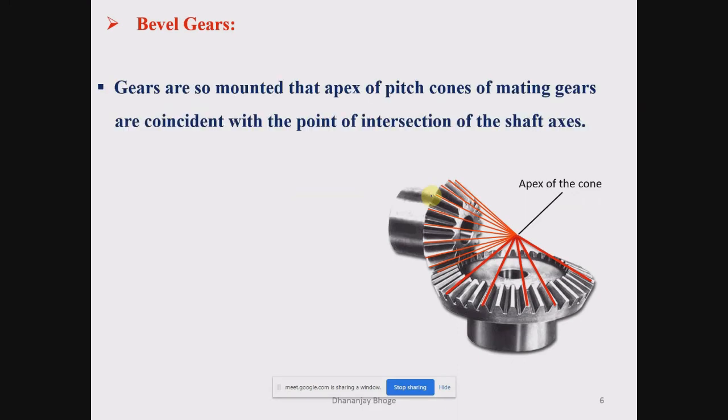This is important. Read this. What is written on the screen? Look at the diagram carefully. Gears are so mounted that the apex of pitch cones of mating gears, this apex, are coincident with the point of intersection of shaft axis. Okay.